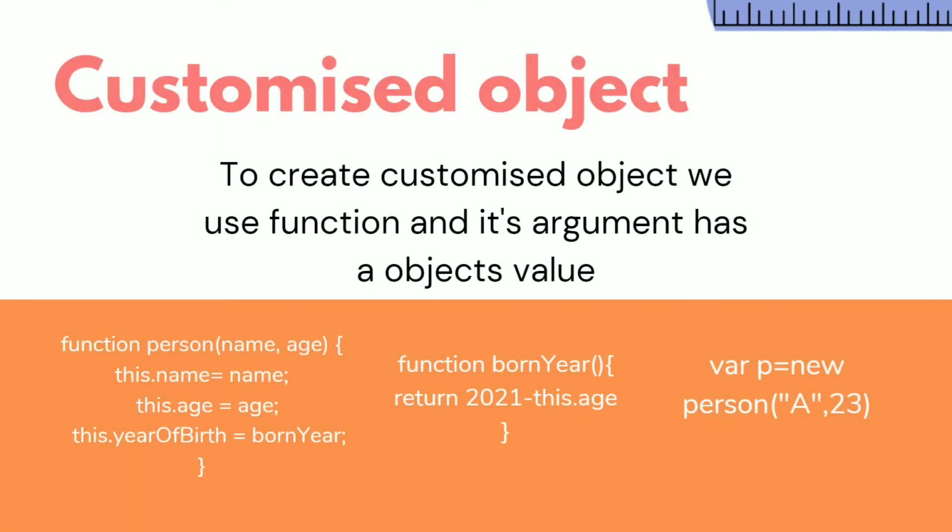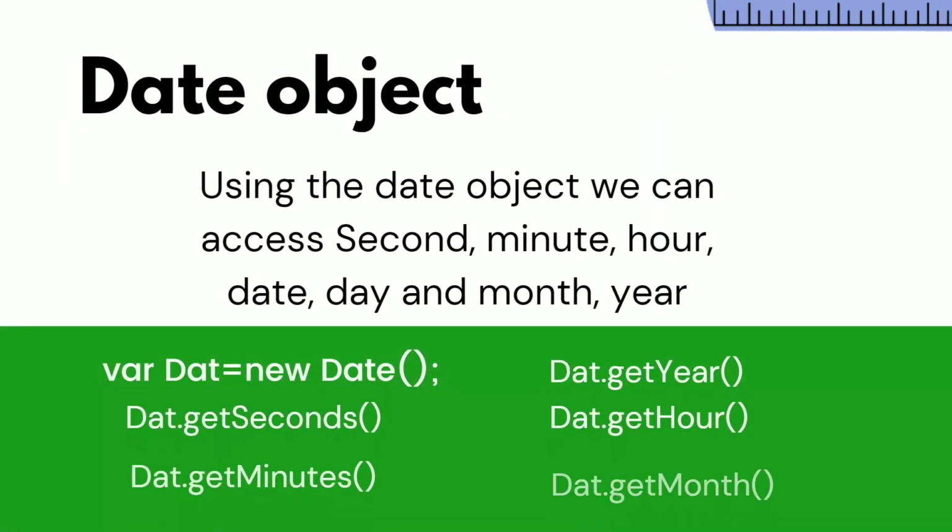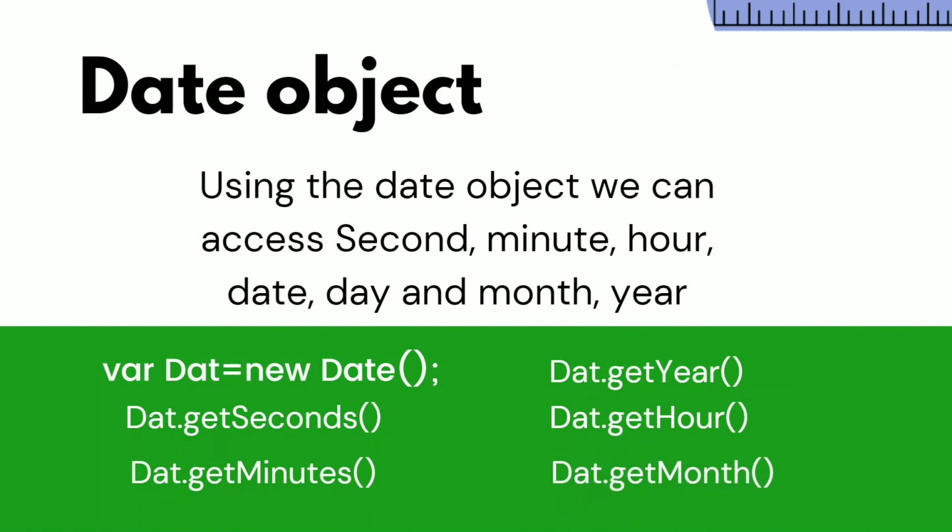object. And there are many built-in objects present in JavaScript, like the date object and time intervals and time sets. Coming to the date object, using the date object we can access the milliseconds, seconds, minutes, hours, weeks, date, day, month, year, and a lot of things.